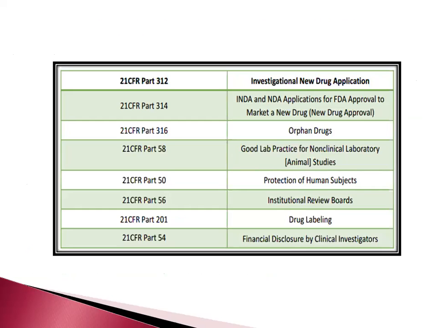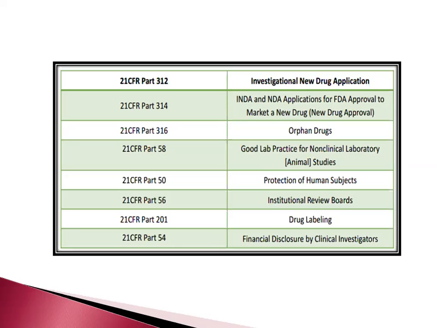Okay, 21 CFR part 312, that is for IND application. 21 CFR part 314, that is for NDA and ANDA application. So we have different types of forms we need to submit to the regulatory agencies. This is as per 21 CFR, different parts. Okay, part 316, that is for orphan drugs.